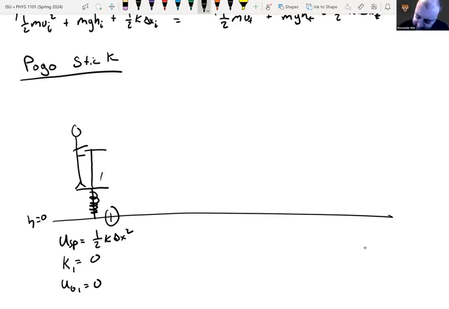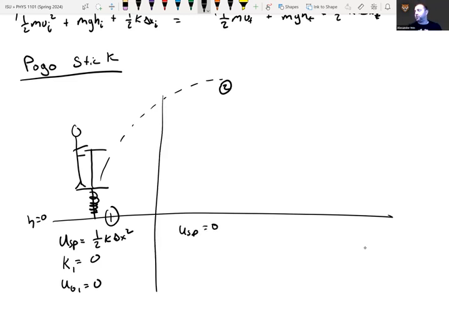Then what happens if this person goes up and follows this kind of arcing path, so they become a projectile after they leave the ground. Well, at the top there, our U sub spring 2 is now 0 because that spring is no longer extended. But this kinetic energy 2, well, this is 1/2 m times whatever the speed is at that point.